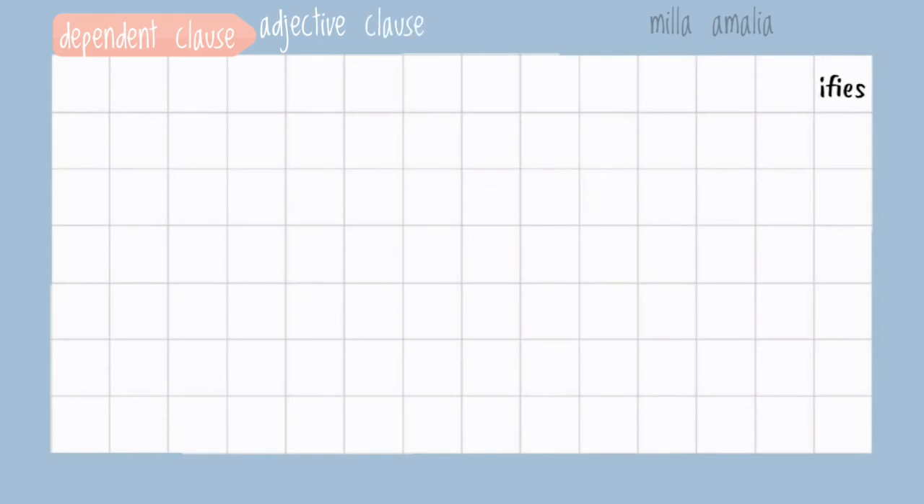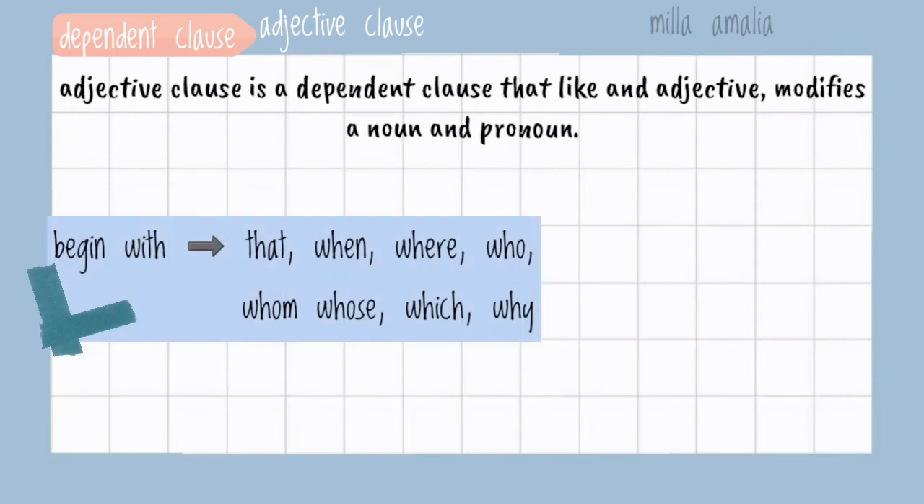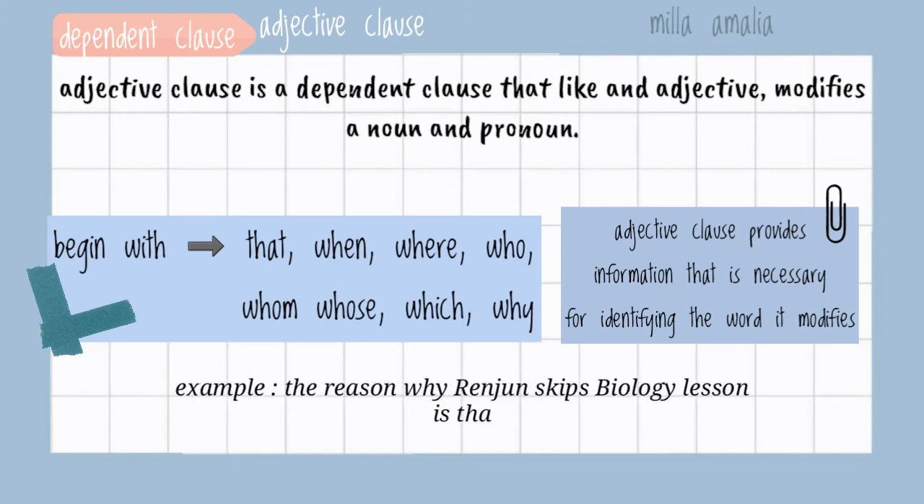The second is adjective clause. An adjective clause is a dependent clause that, like an adjective, modifies a noun or pronoun. Adjective clauses begin with words such as that, when, where, who, whom, whose, which, and why. An adjective clause provides information that is necessary for identifying the word it modifies. For example, the reason why Renjun skips biology lessons is that he doesn't love the subject.